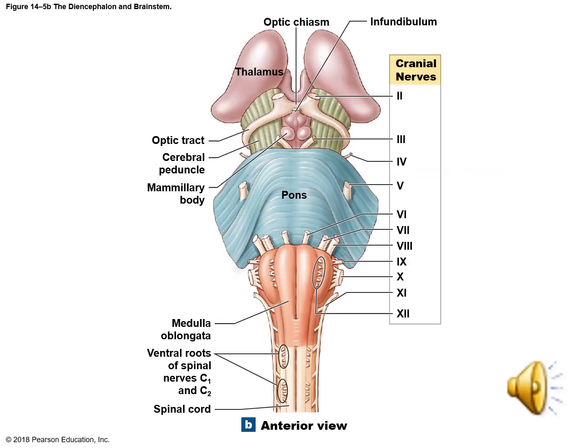There are 12 pairs of cranial nerves. These arise from the brain stem and then go out to the periphery, and they control things located in the head region. Different senses, smell, hearing, taste, as well as eye movement and swallowing.